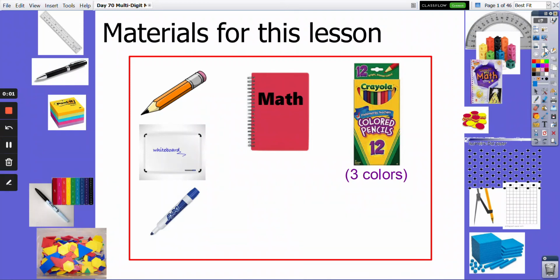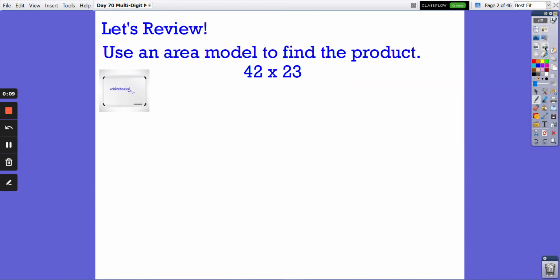Okay, here we are. At the top of your page, it should say multiply and divide whole numbers, multi-digit multiplication using partial products. Let's go ahead and review what we did yesterday. You used an area model to find the product. Go ahead and work this out and pause the video.